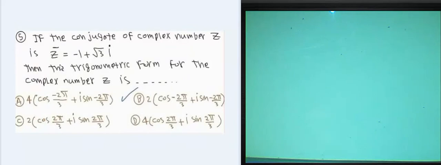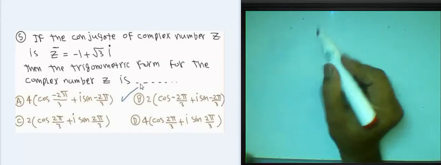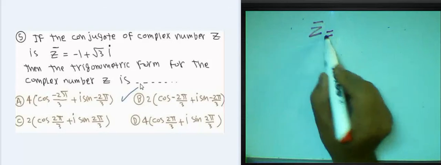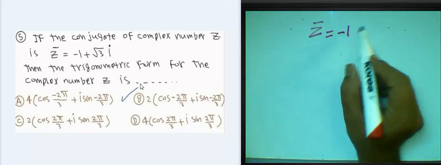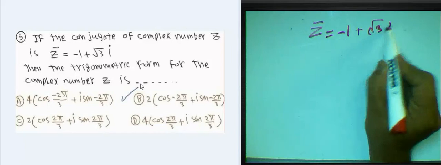Question 5. If the conjugate of the complex number z, z bar, equals negative 1 plus root 3 i, then the trigonometric form for the complex number z equals what? Okay, here it gives us z bar equals negative 1 plus root 3 i.